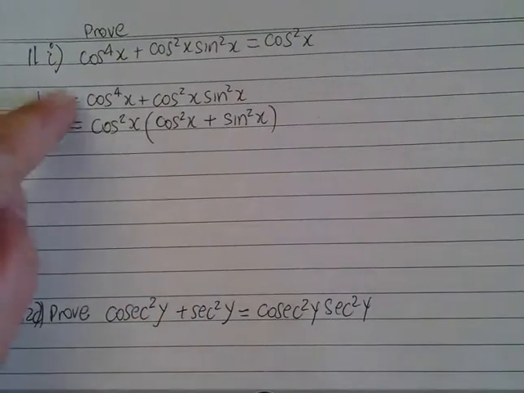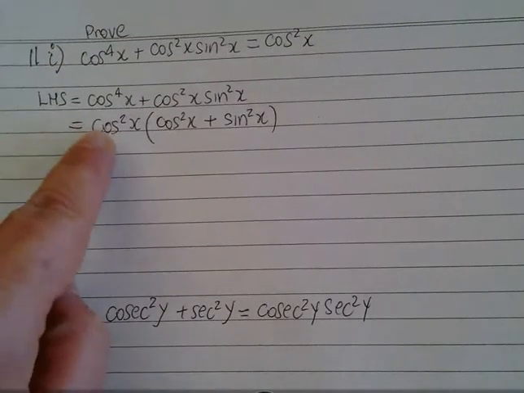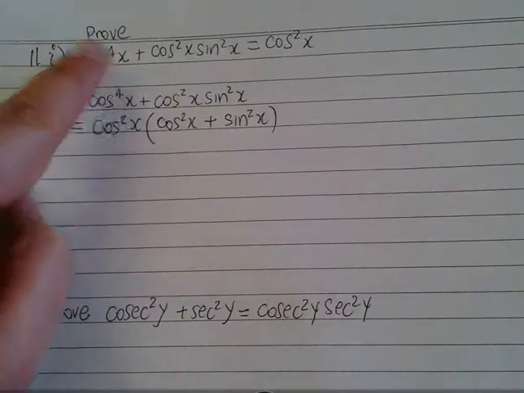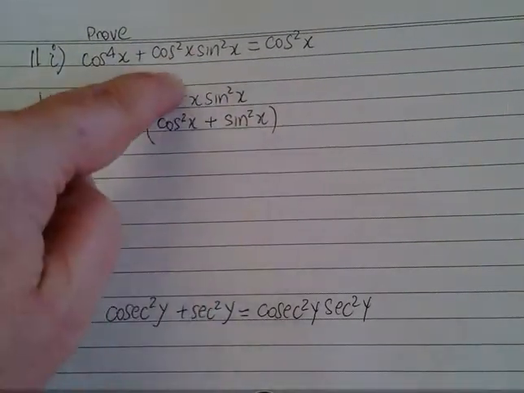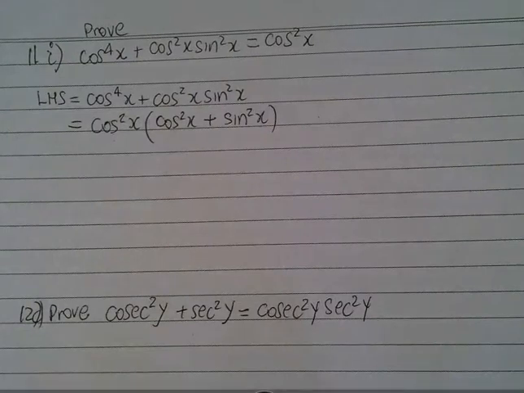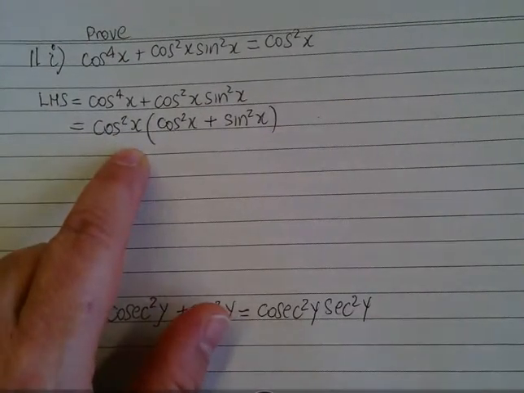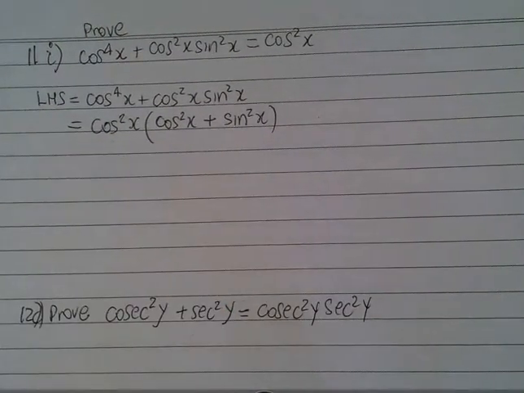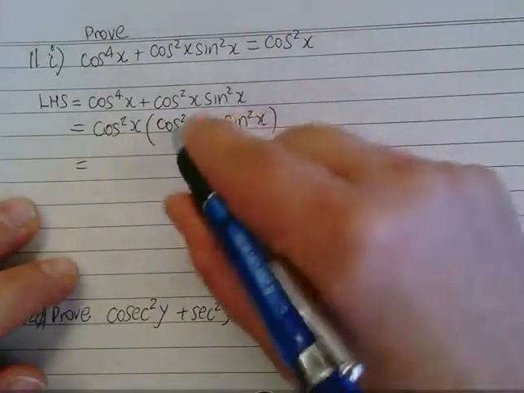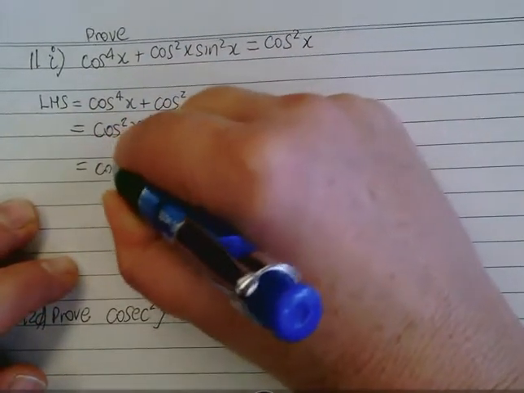Got it? Cos squared x is in common. Pull it out. Cos squared times cos squared is cos to the power of 4. And cos squared times sine squared is cos squared sine squared. I'm pulling out a common factor. So what does cos squared plus sine squared equal?